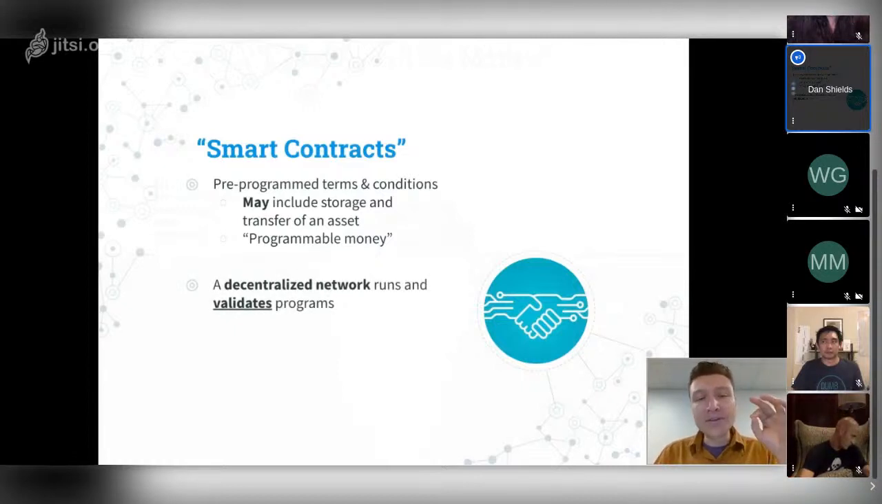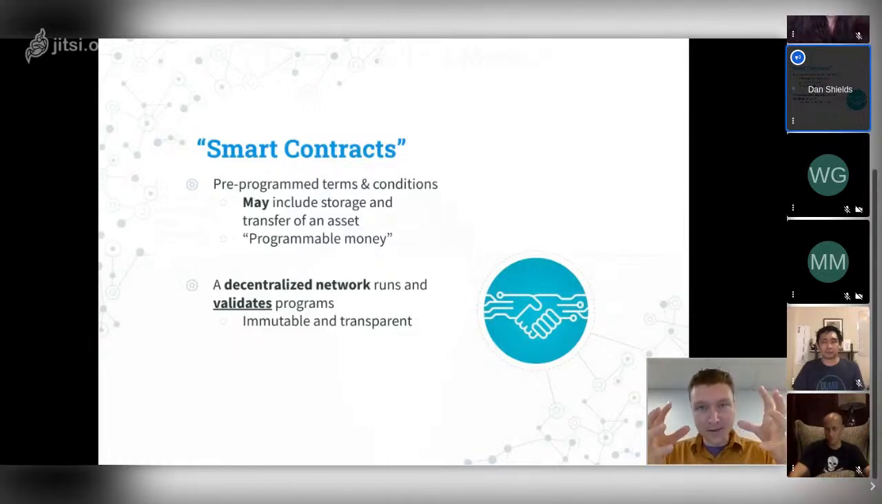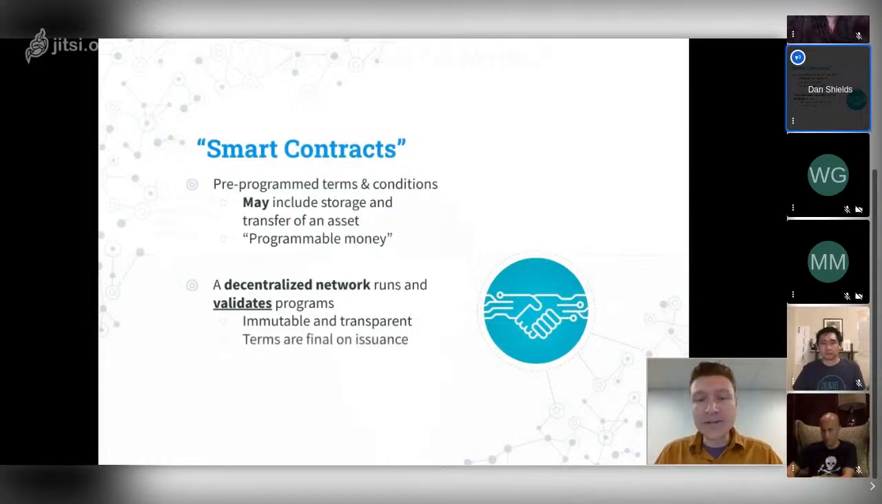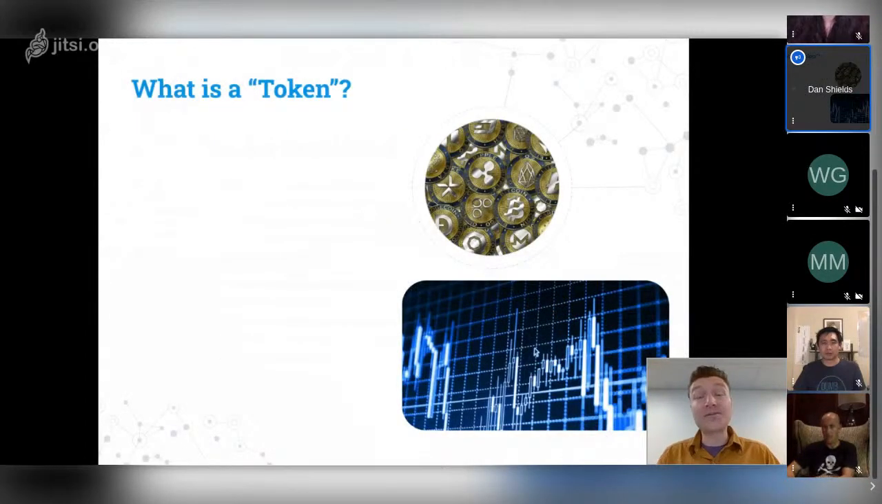And this operates on a decentralized network that runs and validates these programs. And because it's a blockchain, again, it's immutable and 100% transparent. So they call them smart contracts because literally you can think of it as structuring a financial contract that you put out there publicly for anybody to view and use, and no one can change it once it's out there. So it's absolutely final once it's issued. Another term you'll hear thrown around is unstoppable code. It relates to these smart contracts in general. Pretty exciting stuff.